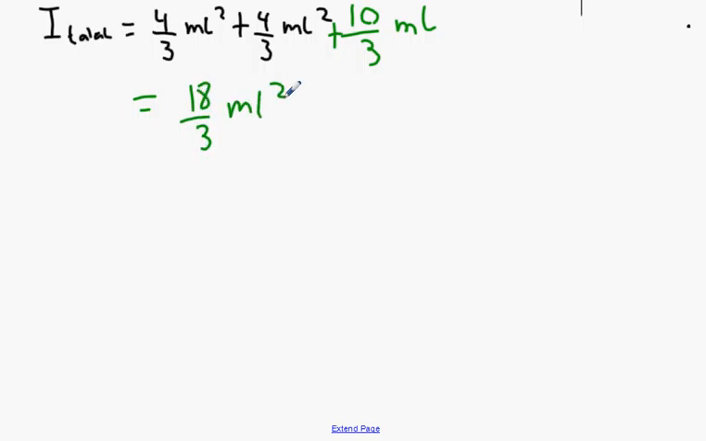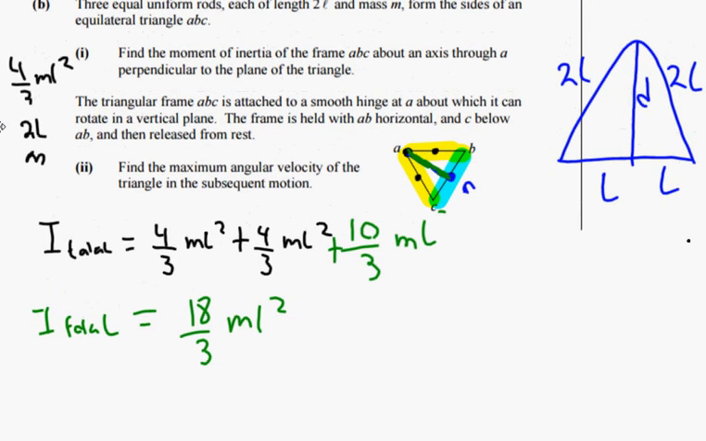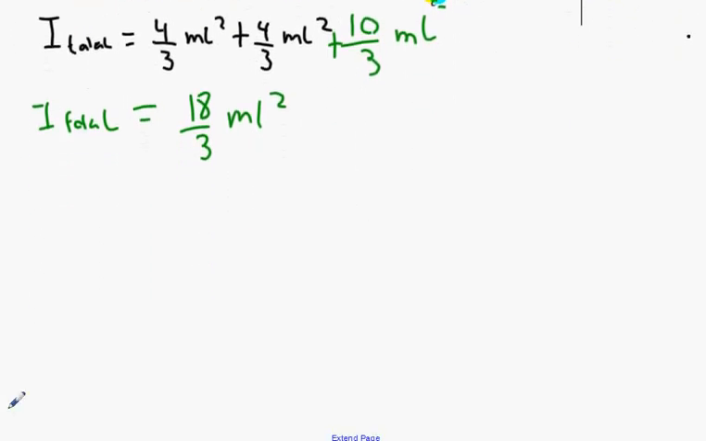Hopefully that one sounds familiar. Okay, so 18 over 3 ml squared. Now, for those of you that have done part B's in this before, there's a trick involved, whether it's a square or whatever it is. So I'll briefly go over both variants now.